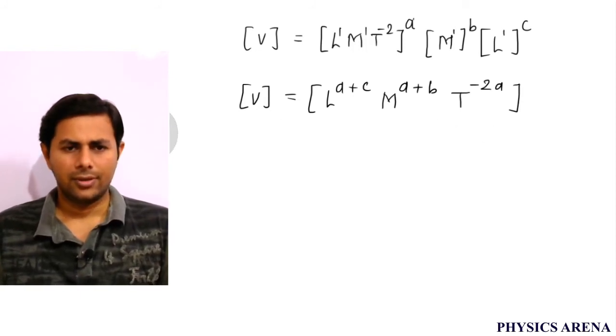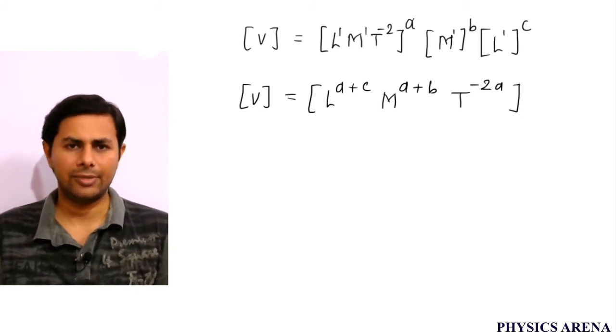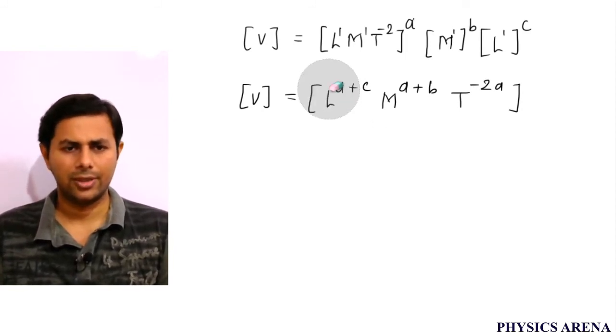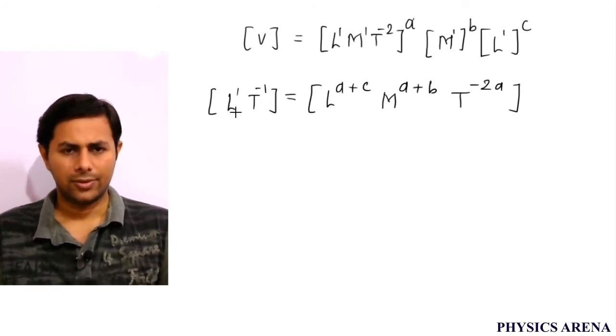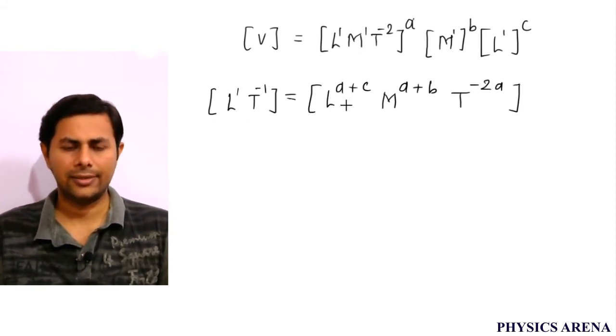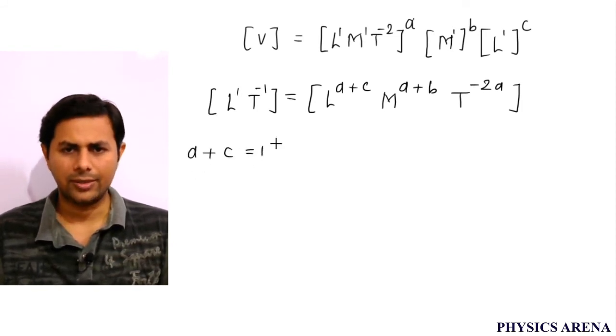Okay, so we know in an equation dimensions on the left hand side and dimensions on the right hand side should be equal. So what are dimensions of V? Dimensions of V are L raised to 1, T raised to minus 1. So now we have L raised to 1 on the left hand side, and on the right hand side it is L raised to A plus C. So A plus C must be equal to 1.